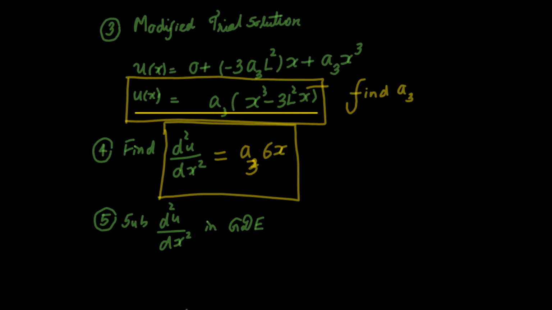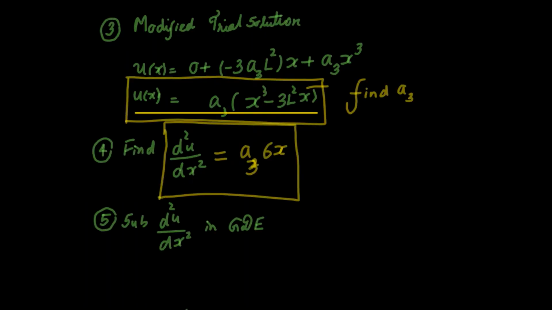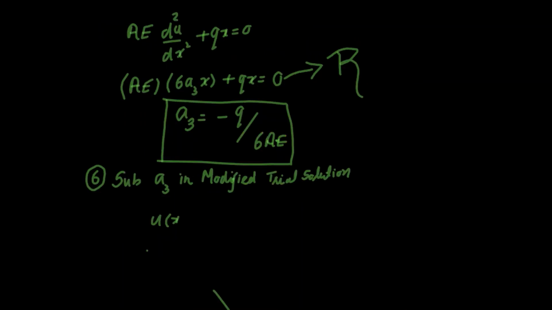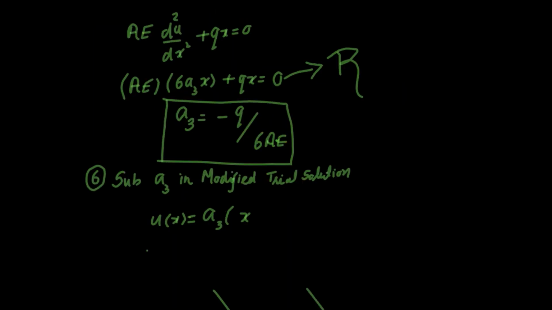Now the last step here, which is going to be step number 6, you have to substitute the value of A3 in the modified trial solution. So what is the modified trial solution? So here we go. The modified trial solution is here, this one. So u of x is equal to A3 into x cubed minus 3l squared x. You just substitute the value of A3. U of x is equal to A3 is minus q over 6a into x cubed minus 3l square x.